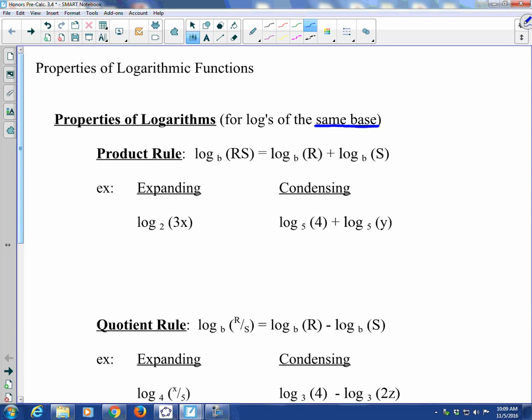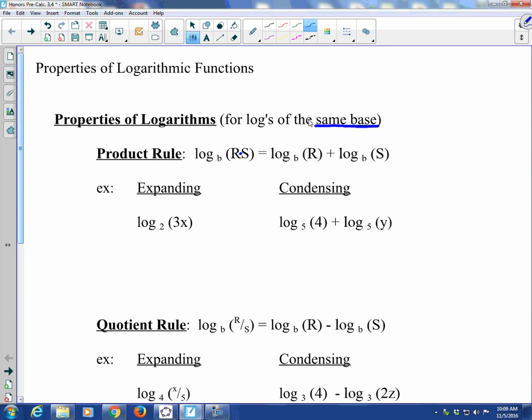And with the product rule, what we're saying is that if we have a multiplication between two things inside one log, then we can expand that multiplication out into the addition of those two things inside two logs of the same base, right? So if we've got log base b of r times s, that is going to equal log base b of r plus log base b of s.